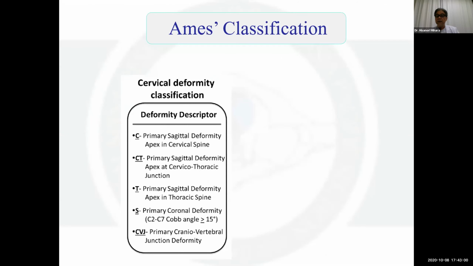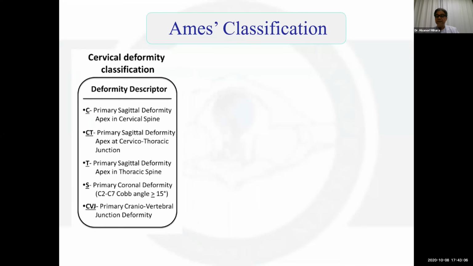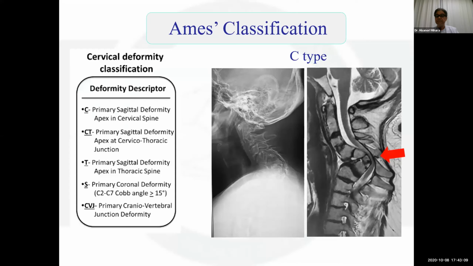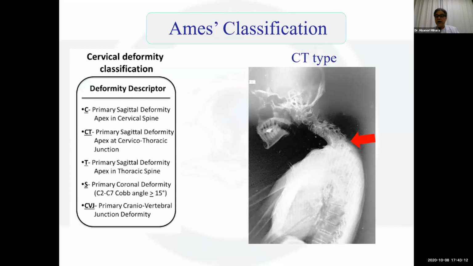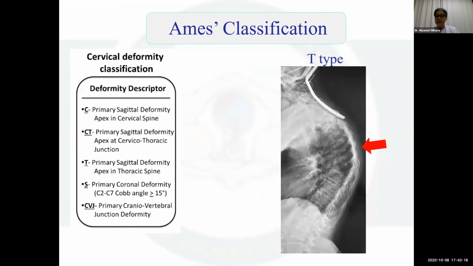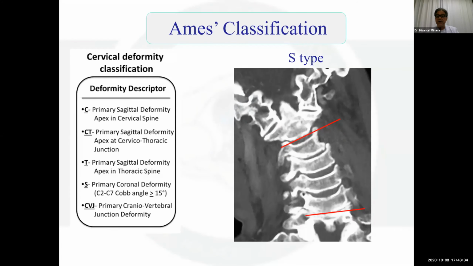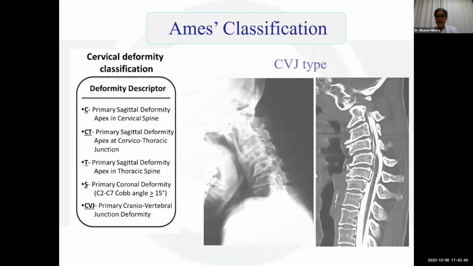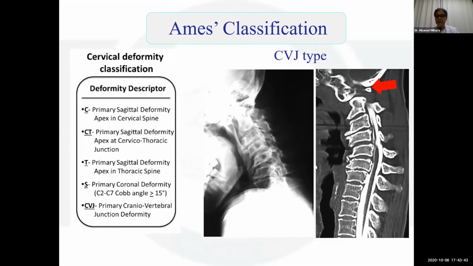His team classified cervical deformity into 5 types. First, C-type has an apex in the cervical spine. CT-type has it at the cervicothoracic junction. T-type has a primary sagittal deformity apex in the thoracic spine. Some doctors go further by dividing the upper and lower thoracic spine. S-type means the primary deformity is in the coronal plane. And CVJ type has the main deformity at the craniovertebral junction.